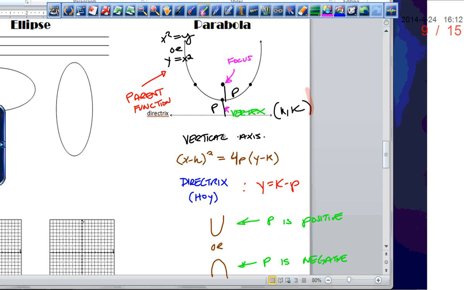The vertical equation is this guy right here. Same thing for the 4 and the P. All that stuff stays the same. If P is positive, it's up like a cup, like we're used to seeing for normal graphs. If P is negative, then it's down like a frown. The directrix is going to be y equals. So there's that. We're subtracting P off the K value of the vertex.